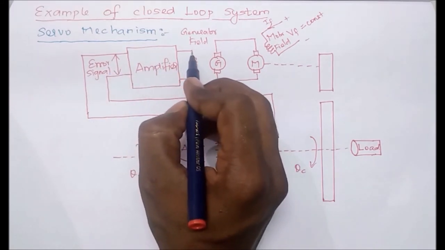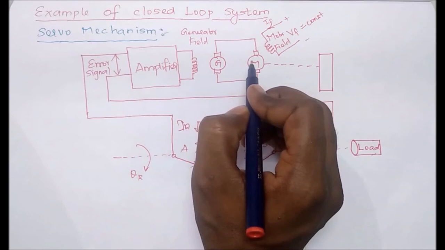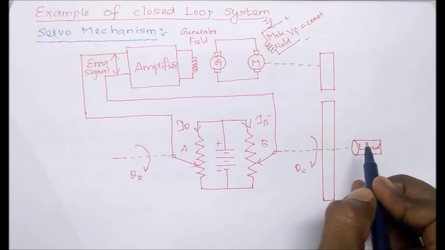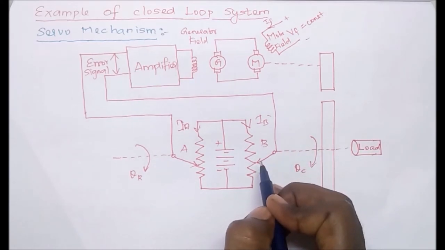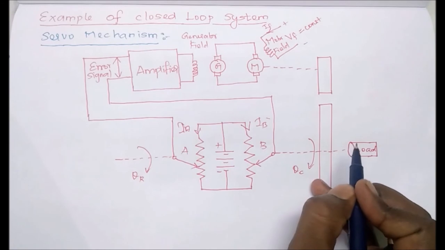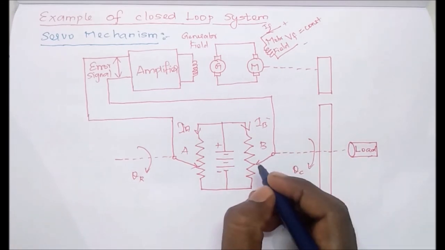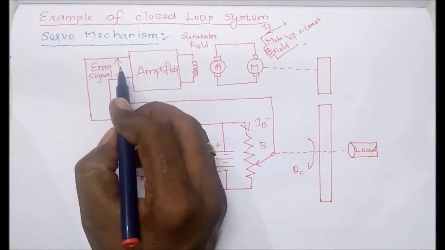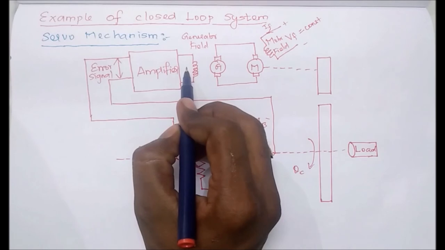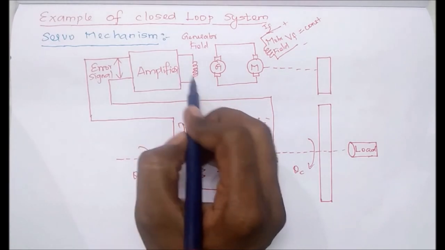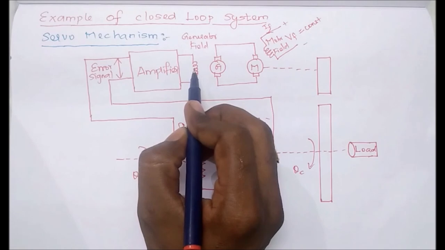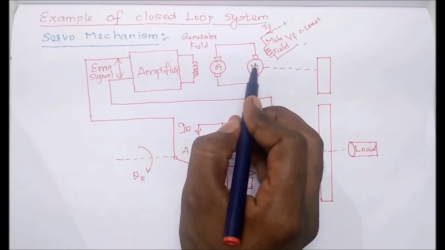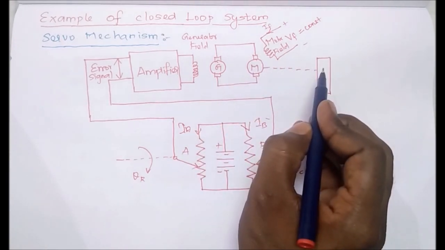So here IF is also zero. This will not generate any voltage, which means the motor will not run. Suppose the position of this load is to be changed; its resistive value will either increase or decrease, depending upon the position to be changed. Accordingly, an error will be generated. This amplifier will amplify the error signal and give it to the field winding of this generator. According to the field, this generator will vary its generated voltage that is supplied to the motor. So now the motor will rotate.